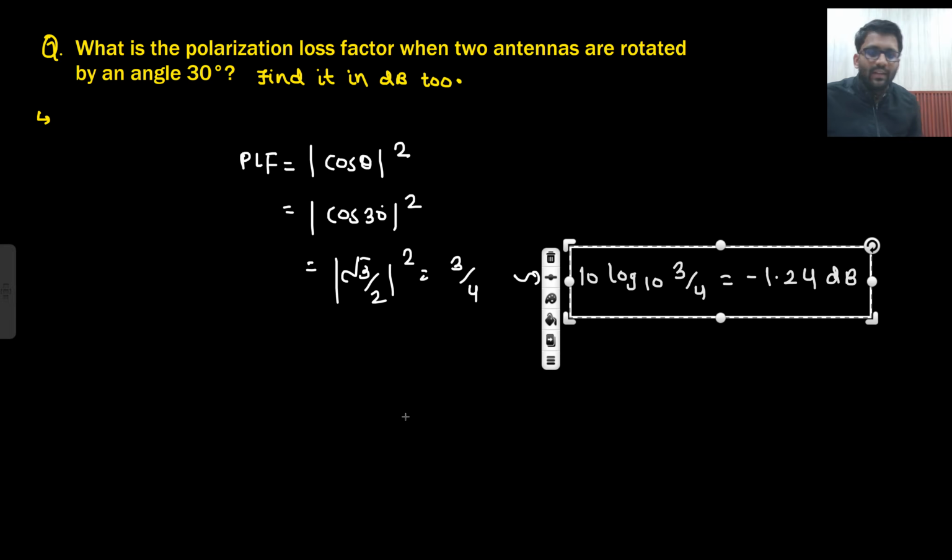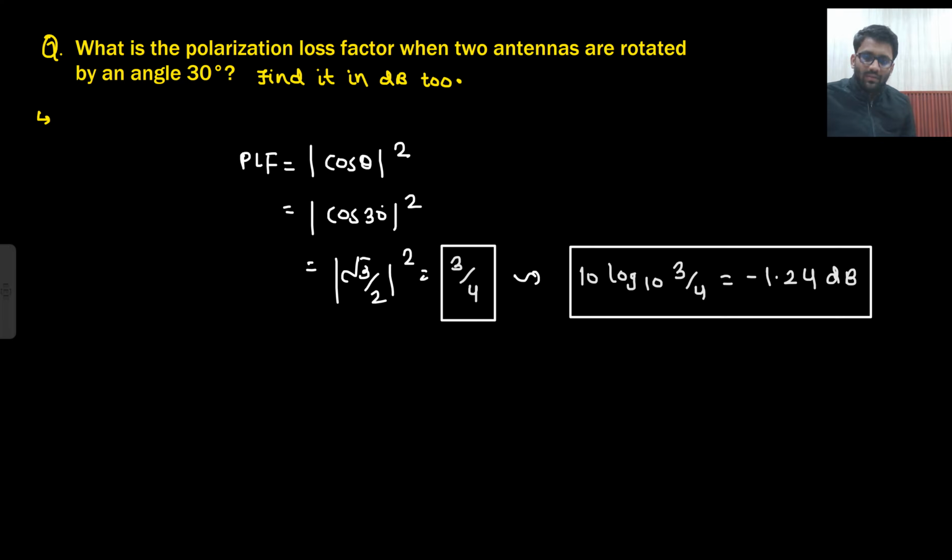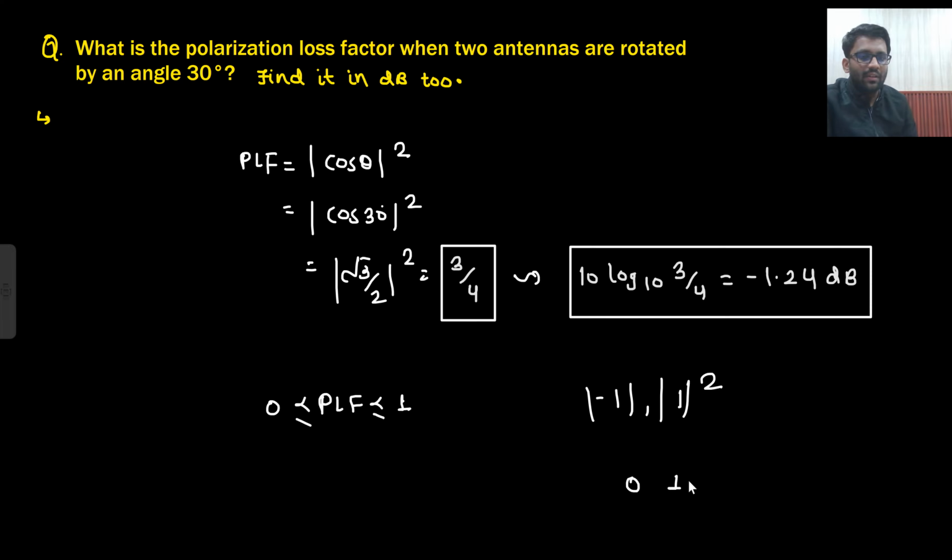One more fact is there. Here what is the value of polarization loss factor? 3 by 4. So what do you think, what will be the range of polarization loss factor? From 0 to 1, no? Say yes or no? Because what is the range of cos theta? That is minus 1 to 1. But you are taking the magnitude, and also you are taking the square. So what will be the range? 0 to 1. Polarization loss factor is just mod of cos theta square. So the range will be from 0 to 1 only.